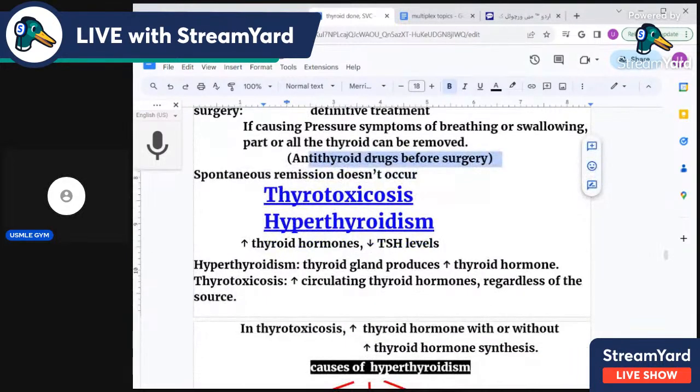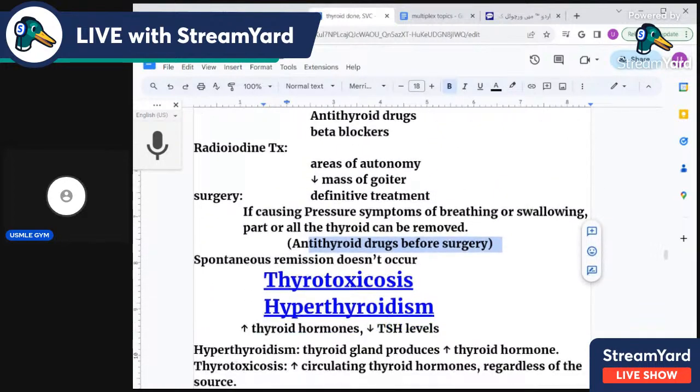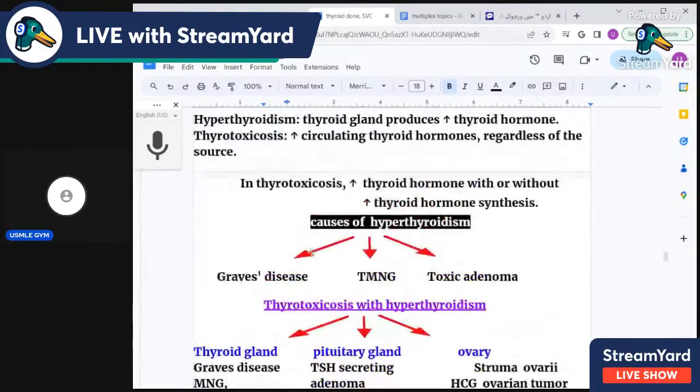And then we have thyrotoxicosis, hyperthyroidism and Graves' disease. So for today, I think this should be the end, and we'll discuss Graves' disease and thyrotoxicosis in the next session. So for now, I think it should be done.